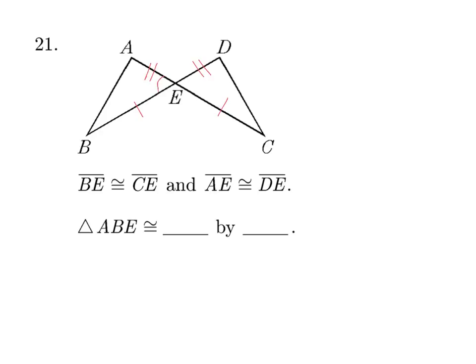Well, I know that these are vertical angles here. Right? So I can say that triangle ABE is congruent to DCE. The order of the letters matters. By what shortcut? SAS. Done.